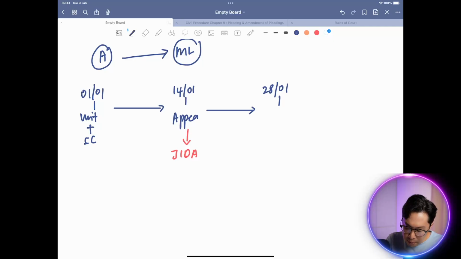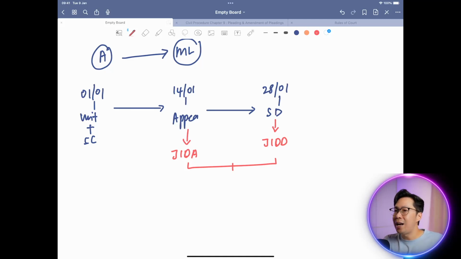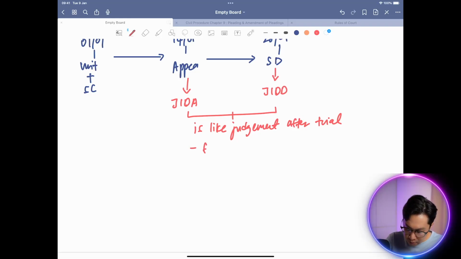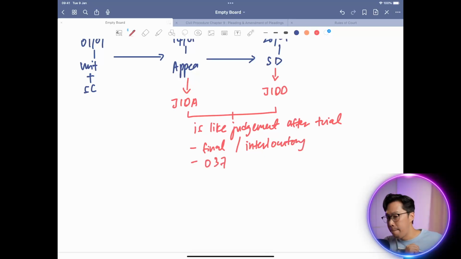Under this one, Mr. Lee must send a statement of defense. In here, if Mr. Lee didn't send a statement of defense, then Alex can get a JIT, judgment in default of defense. These two are final, depends whether it's final or interlocutory. It's like a judgment after trial, okay? Same. It's just that some are final, some are interlocutory, depending, because you need to assess the damages by how? Order 37, isn't it? Okay?